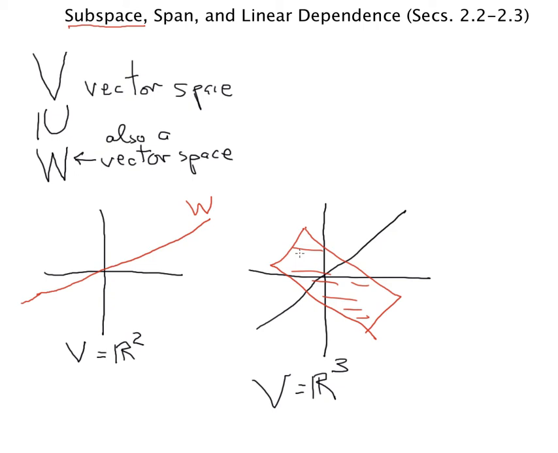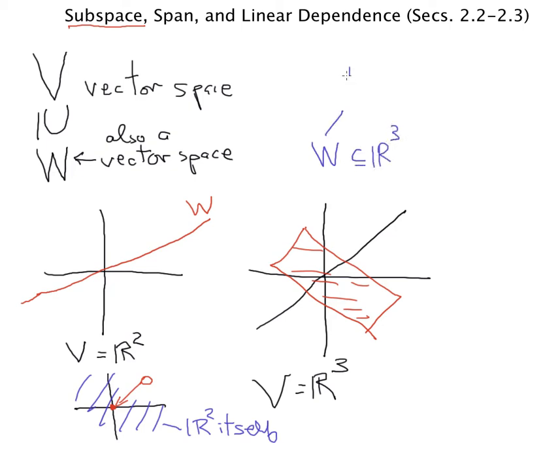Now, those are maybe typical examples, but there are some more obvious examples that I've skipped in a sense. So, for example, in R2, a sort of silly example of a subspace is just the origin. 0 is a subspace. And another example is all of R2 itself. So you can see that a subspace can have any dimension from 0 to 1 up to the dimension of the bigger space. For example, in R3, if W is a subspace of R3, then W is a vector space of dimension equal to 0, 1, 2, or 3.